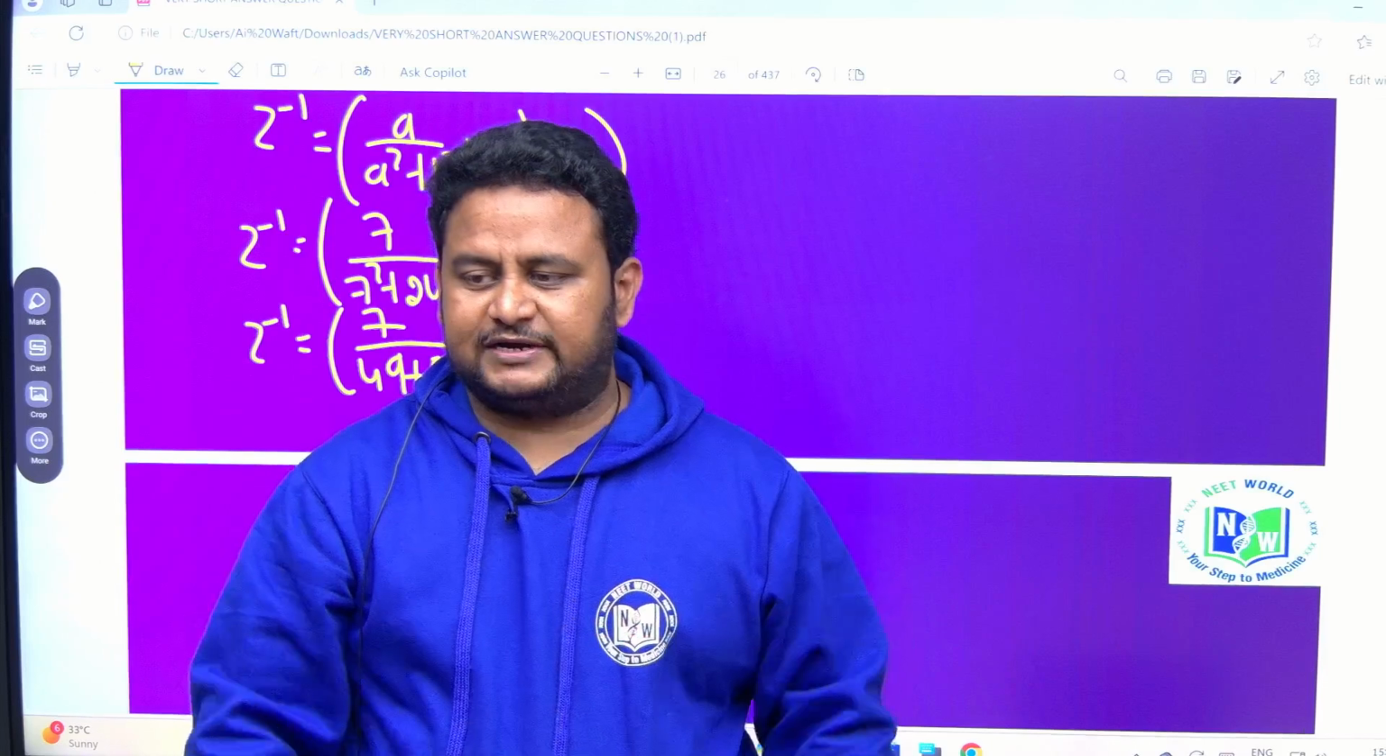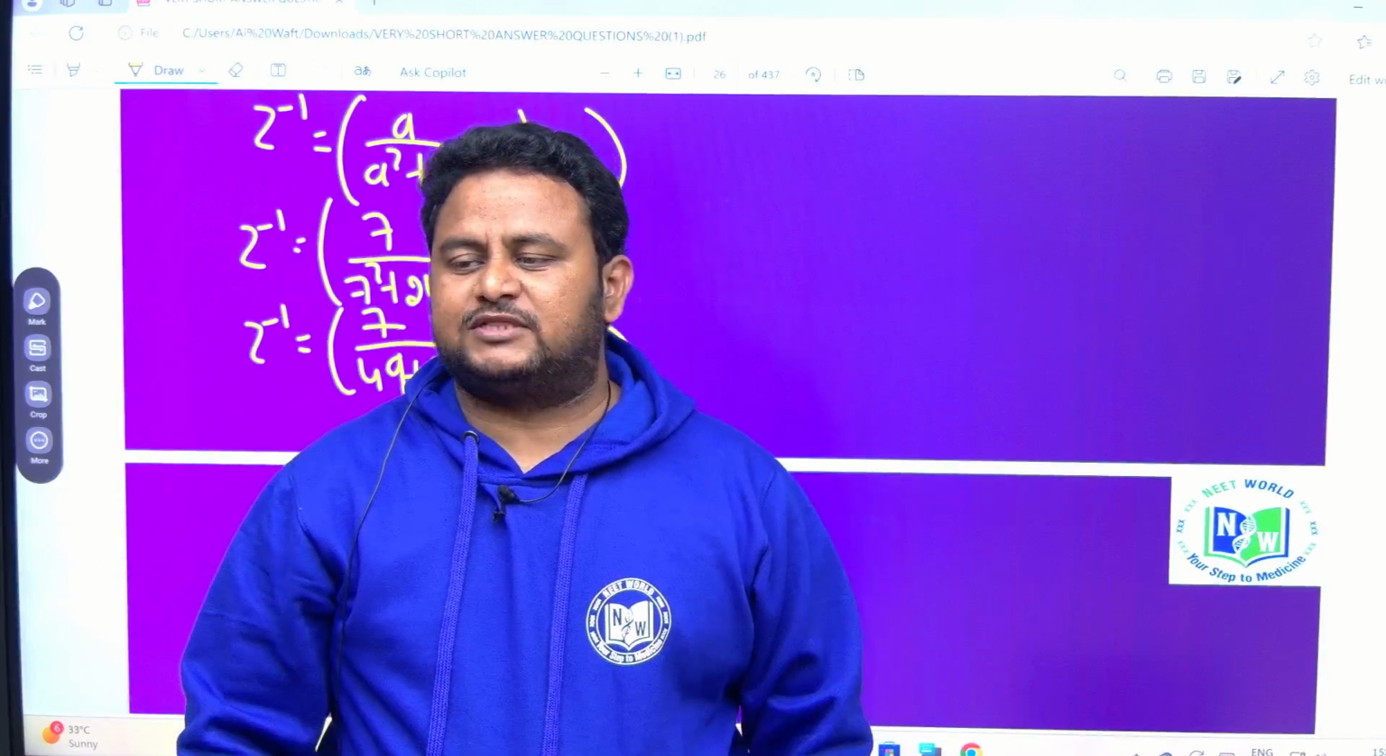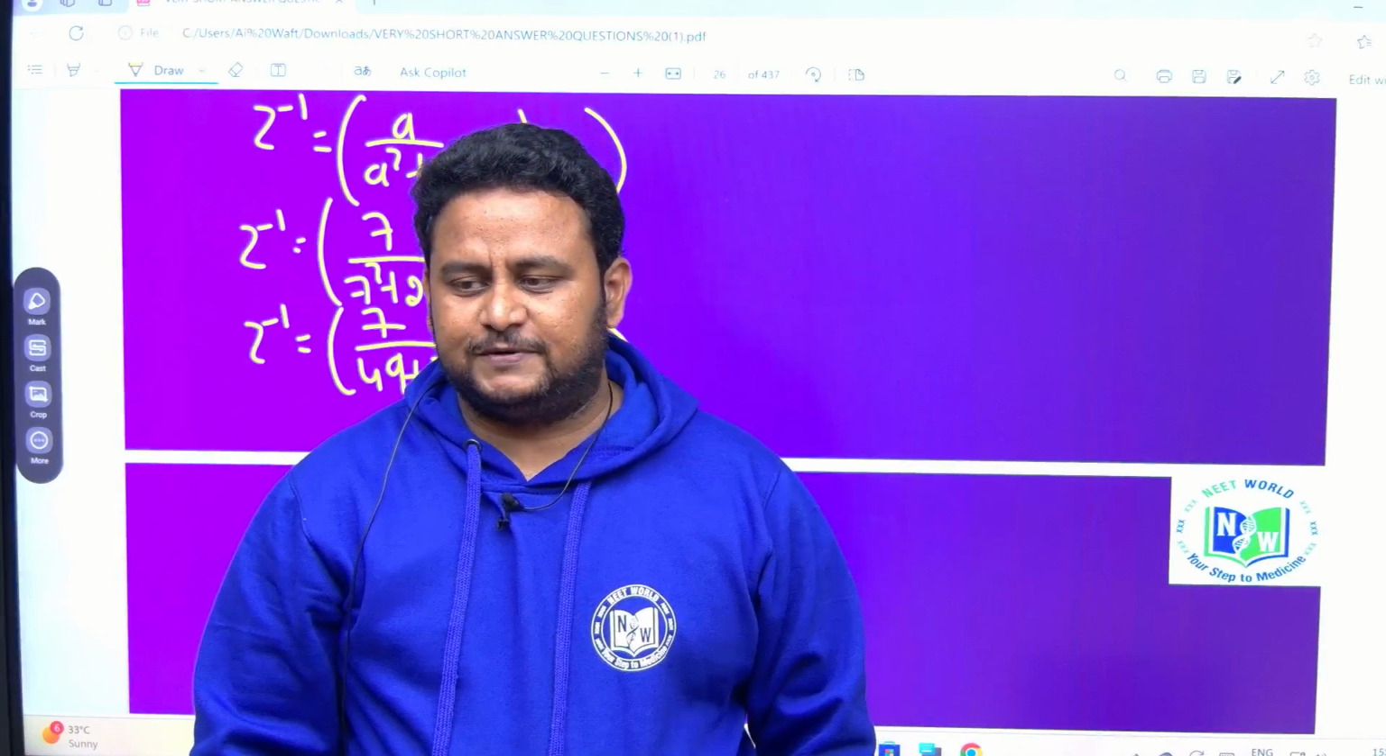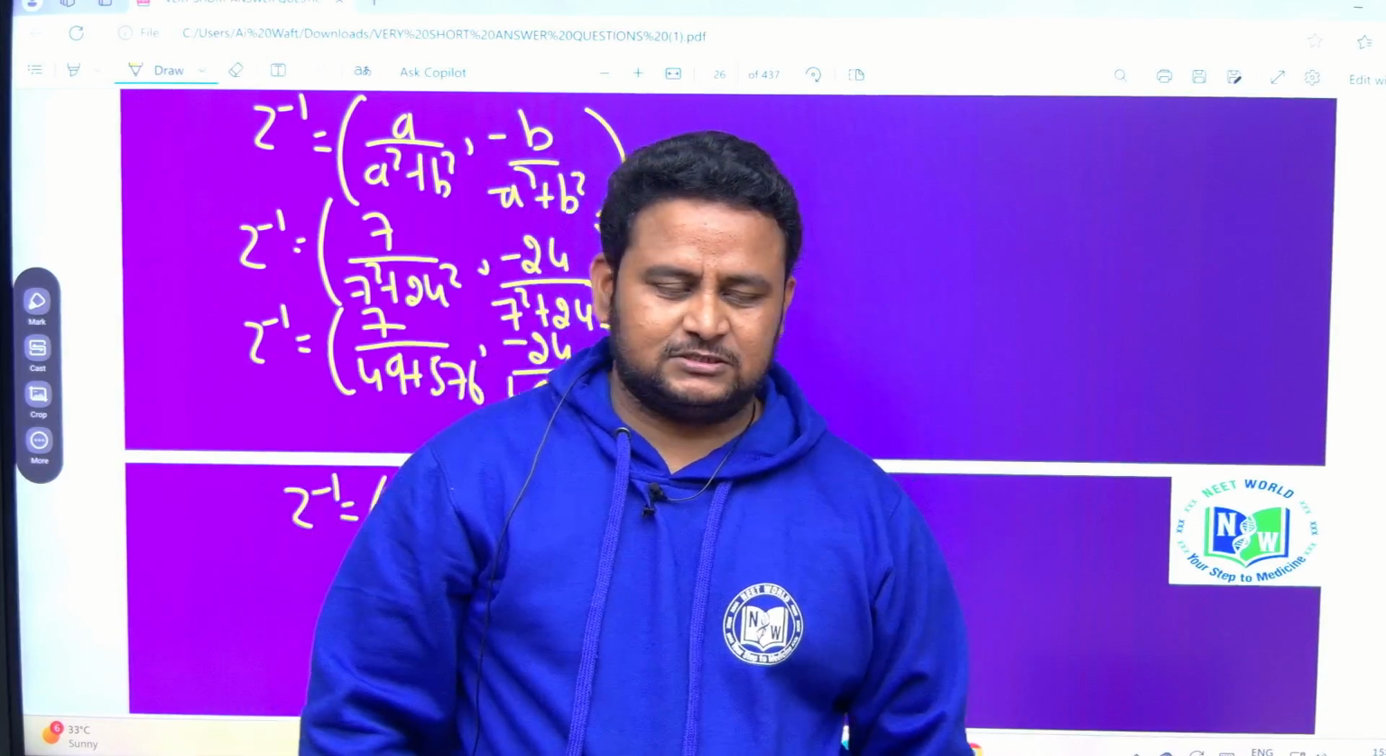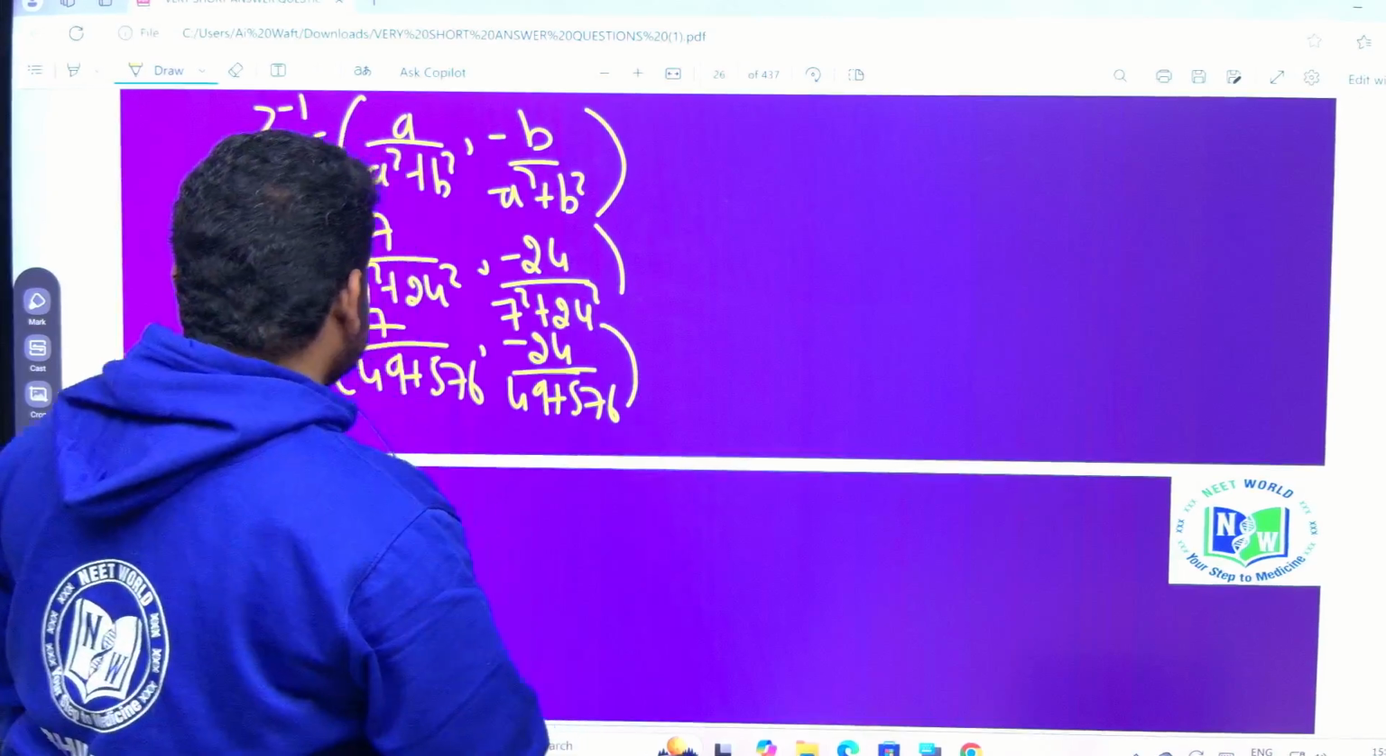See, you are all intermediate students, at least up to 30 the squares of the numbers should be on the tip of your hands. So, 49 plus 576 is 625.